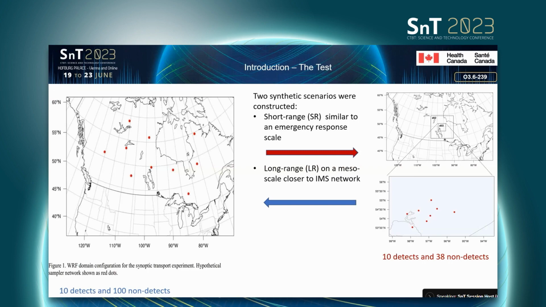And so the data that we got from this trial, in the long-range case, there was 10 detections and 100 non-detects in the period that we were looking at. We were basically just given a time frame, and we had to decide what our priors were for this. And in the short range, it was 10 detects and 38 non-detects. So this was a bit more of an information-rich scenario than what we are often faced with, but this was something that we wanted to try and see how well this tool was working.